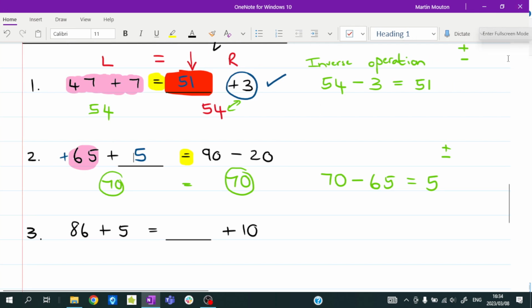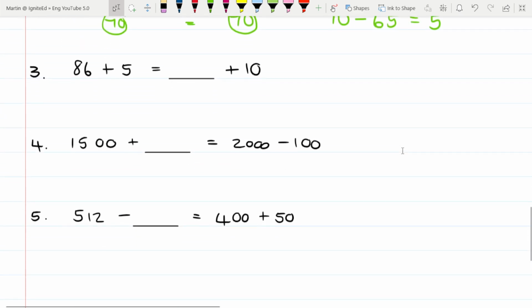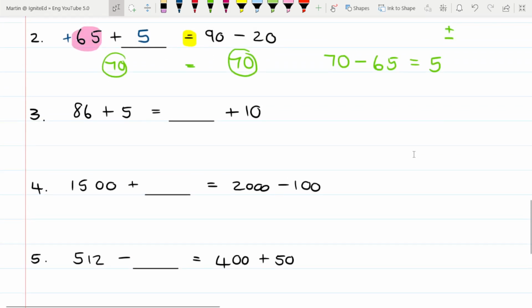Okay, the next one, we've got 86 plus 5 is equal to something plus 10. So once again, I challenge you to pause the video right here and try this one by yourself. So 86 plus 5. Firstly, we always work with what we have. 86 plus 5 is 91. So we know, because of the equal sign in the middle, that the left-hand side must be equal to the right-hand side. So the right-hand side must also be 91.